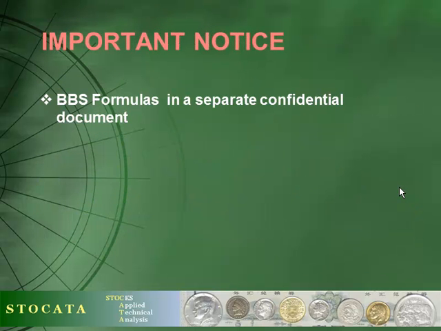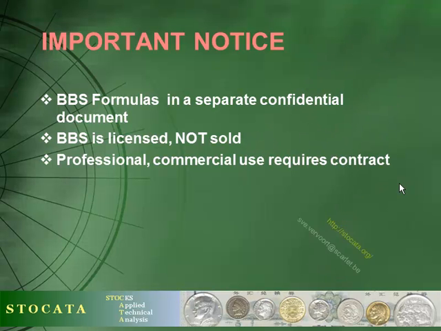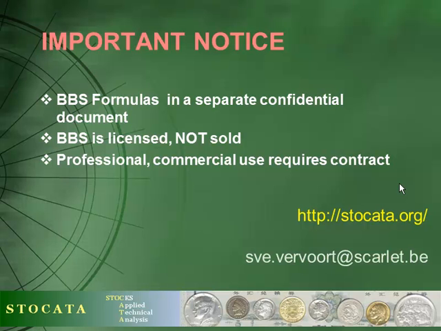The BBS Band Break System formulas are available in a separate confidential document. The Band Break System BBS is not sold. Rather, formula copies in any existing or future programming language for BBS, SSIFT and the BBS indicator are licensed only for a single non-commercial use. That means that any professional, commercial, single or multi-user license must form part of a written contract with the author and copyright holder.